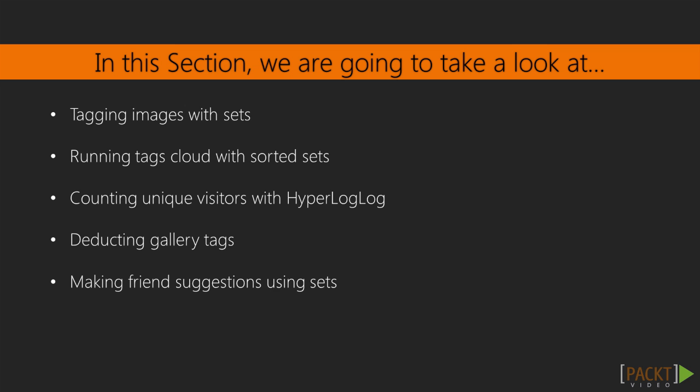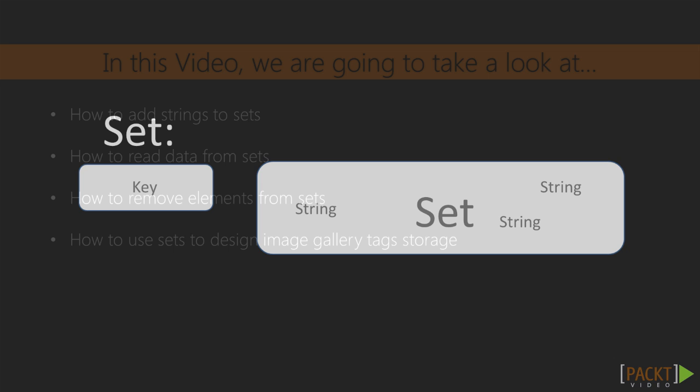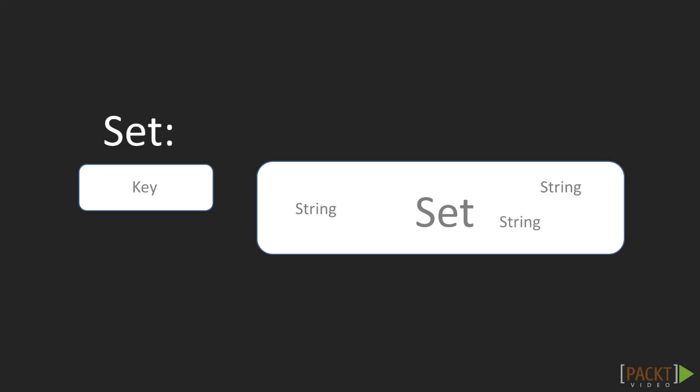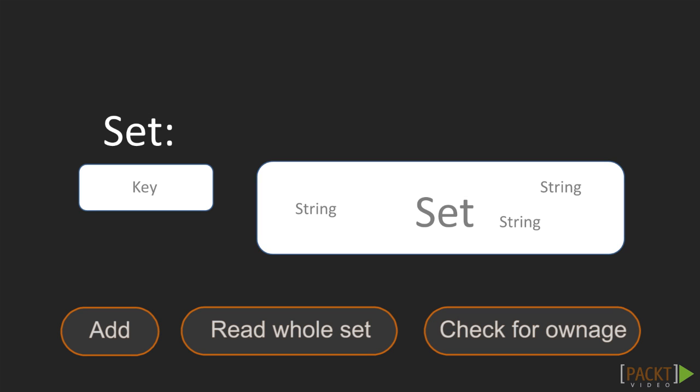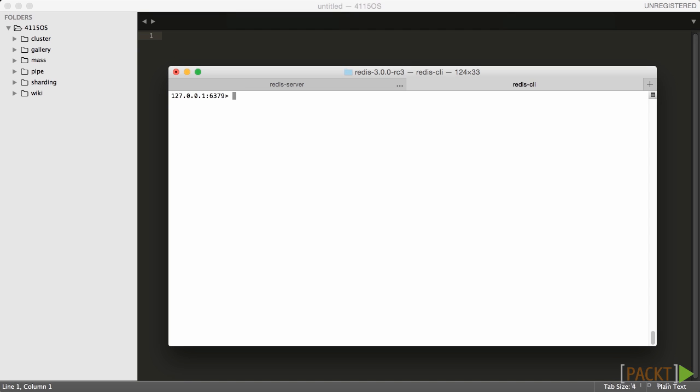Let's define what a set is. A set is an unordered sequence of strings. That means on one hand it is a container of elements, just like a list, and on the other hand, elements of a set do not have a specific order, so they don't have indices. This leads us to the following conclusions. We can add elements to a set, read the set as a whole, or check whether a string is a part of a set. That's all for theory. Let's move to the practice.